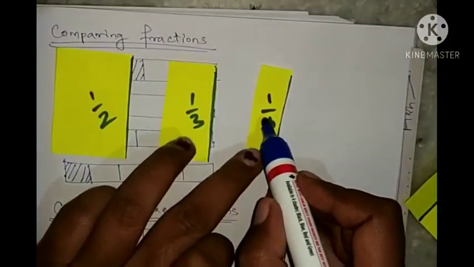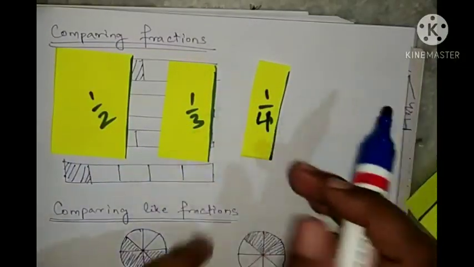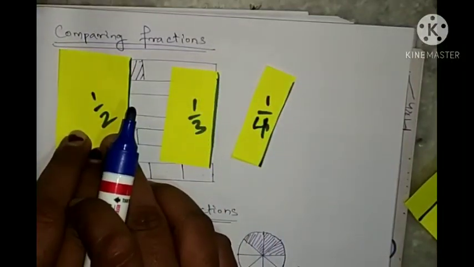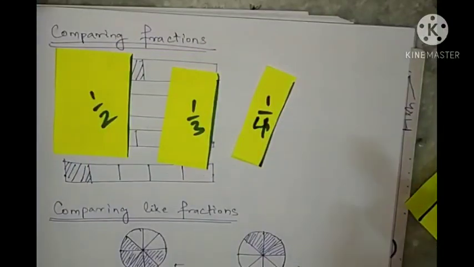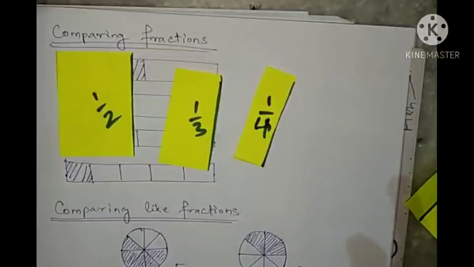Which one is the smallest? 1 by 4 is the smallest. So 1 by 4 is smaller than 1 by 3. 1 by 3 is smaller than 1 by 2. So by looking at the size, we can say which one is bigger and which one is smaller, which one is biggest, which one is smallest.